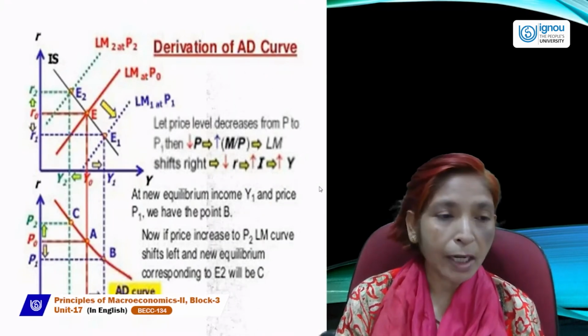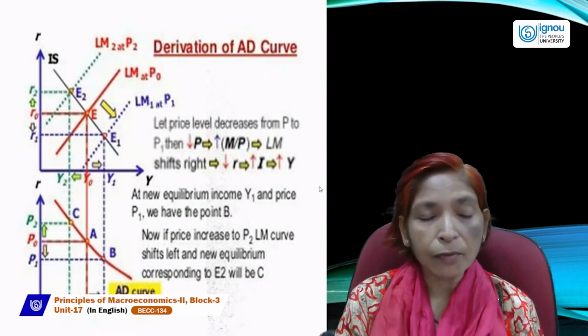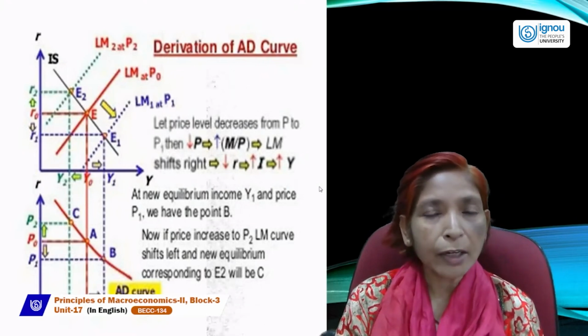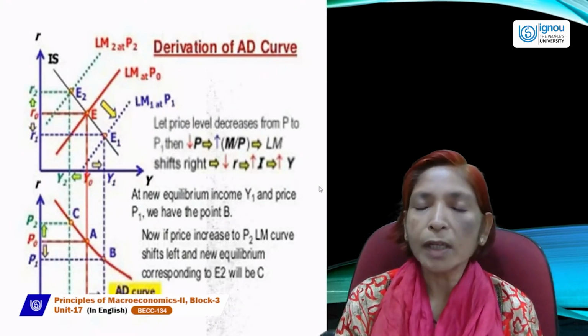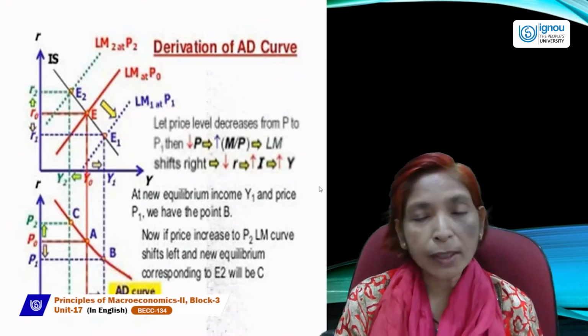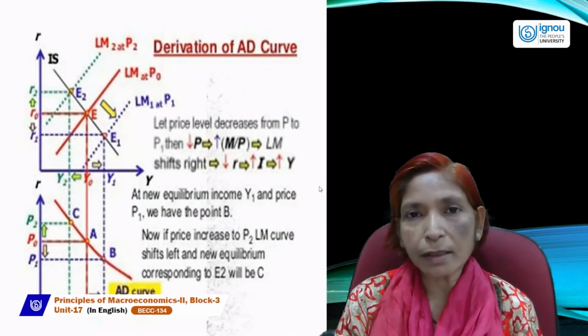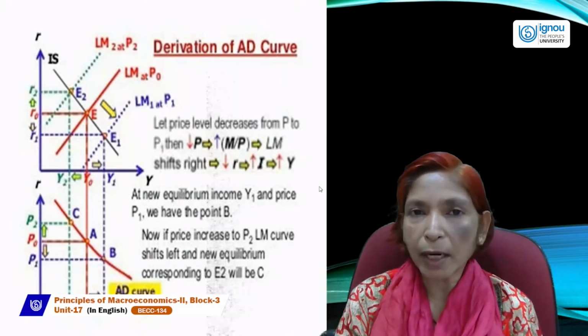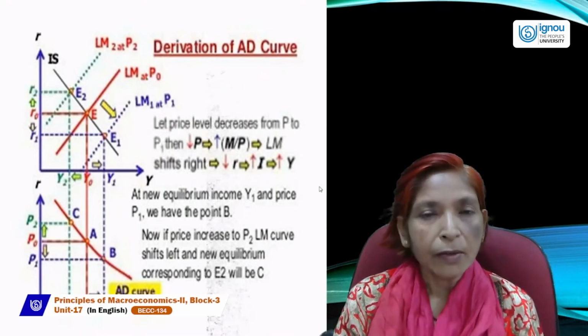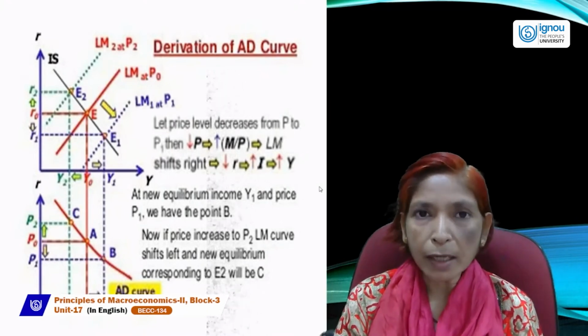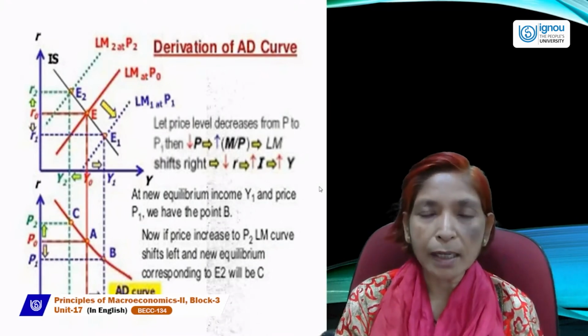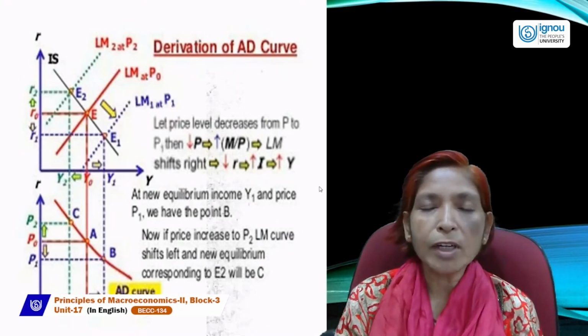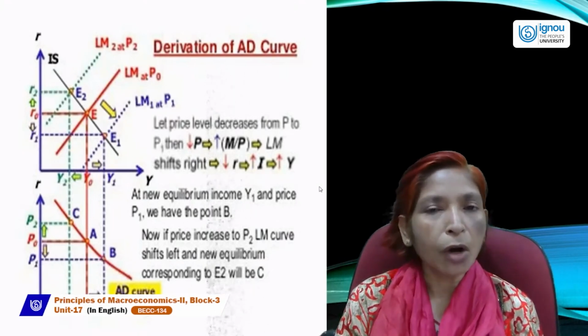As you are watching here, the shift in the LM curve is showing the inverse relationship between the rate of interest and the level of income. And as you know, demand and price are also inversely related, that is, price and quantity demanded. That's why, when we derive the aggregate demand curve with the help of ISLM curve analysis, we will shift only the LM curve, not the IS curve.